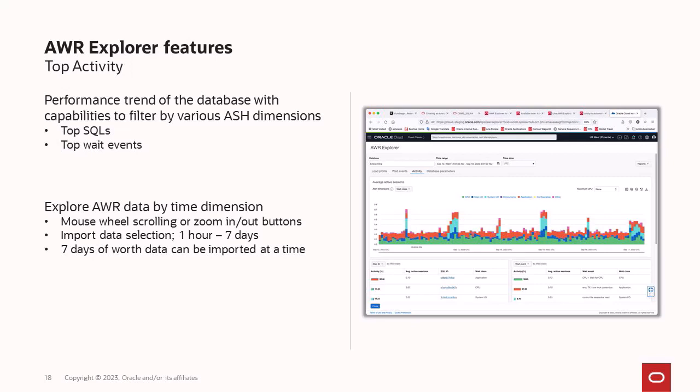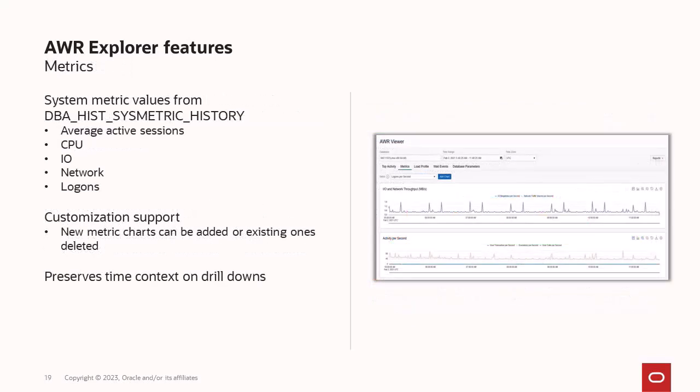The AWR Explorer has a tab for metrics and will show data from the DBA HIST metrics history table. We provide a set of default metrics like average active session, CPU, I/O, network, and logons to get started with. And there's also a set of graphs not displayed, so if you want more data, you can select the metric and add the charts to the console. In the same way, it's possible to remove a chart if it is of no or limited interest in your investigation. And of course, it inherits the time dimension selected from the previous tab to keep your reference during the investigation.